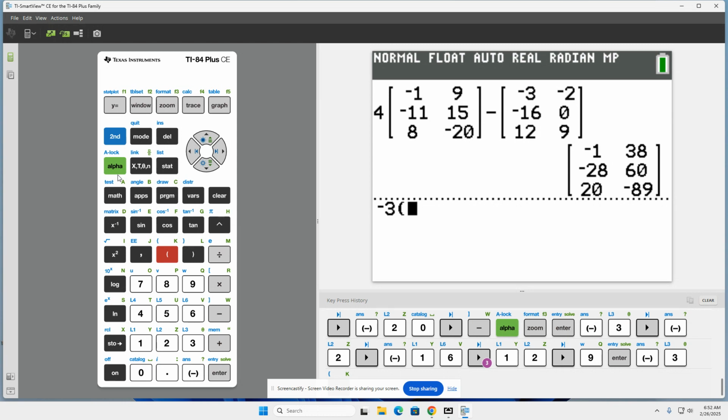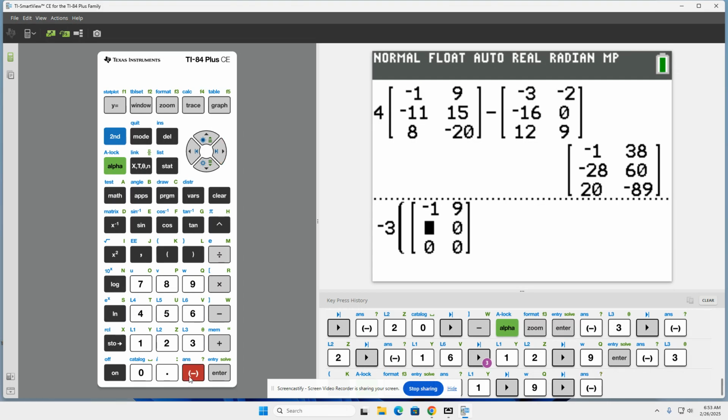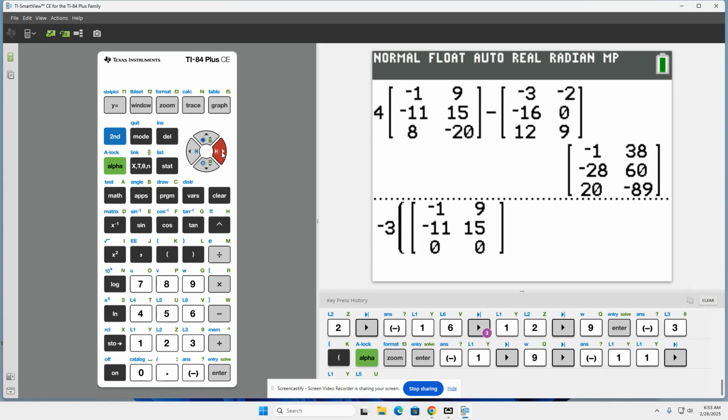Well, again, w and z are both 3 by 2s, so I'm going to go alpha, zoom, do a 3 by 2, plug in w: negative 1, 9, negative 11, 15, 8, and negative 20.